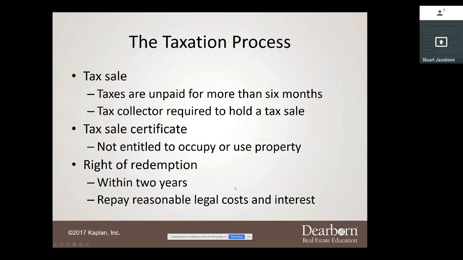But again, it does get a little complicated. I suggest that if you do have interest in tax liens, learning more about tax sales, things like that, reach out to a real estate professional, reach out to myself, and I'd be more than happy to explain to you how that works and what happens. So yeah, that's the taxation process.